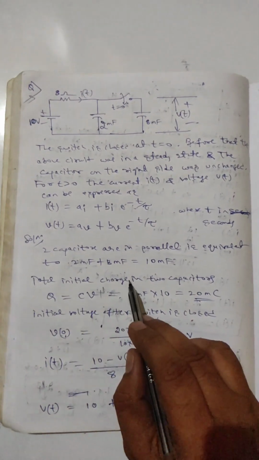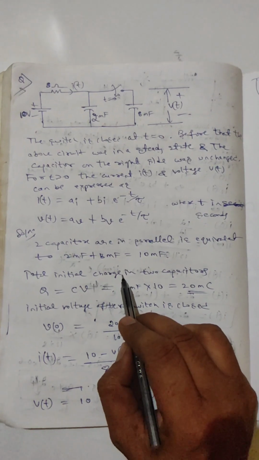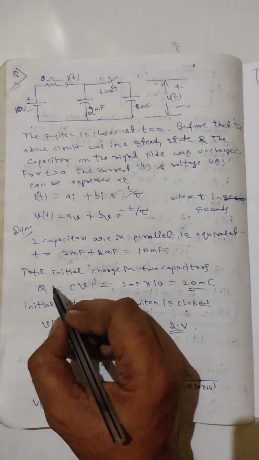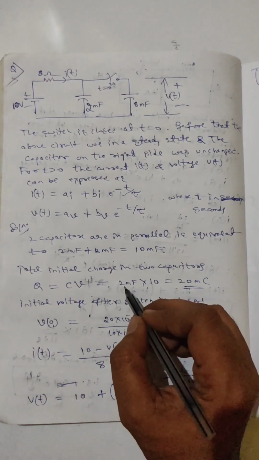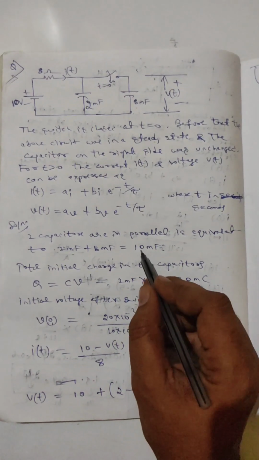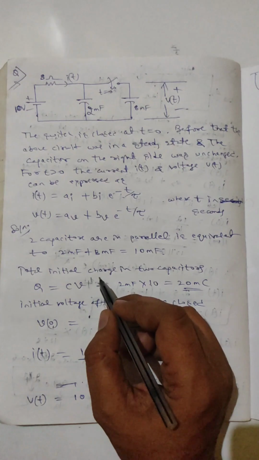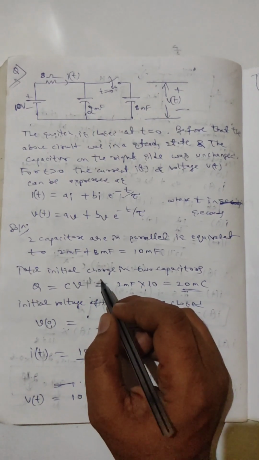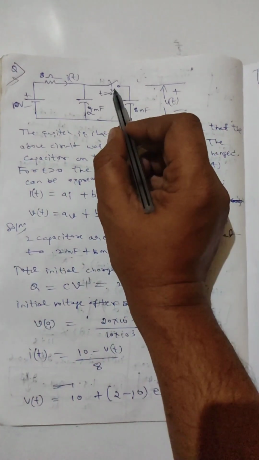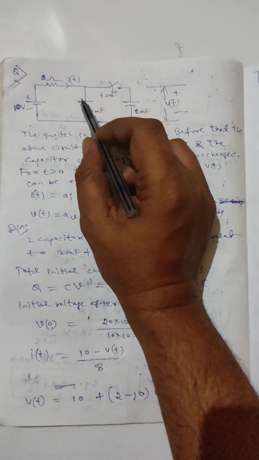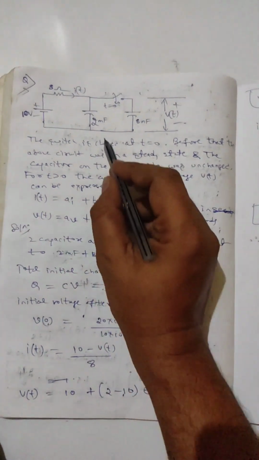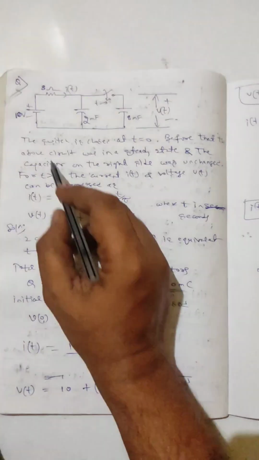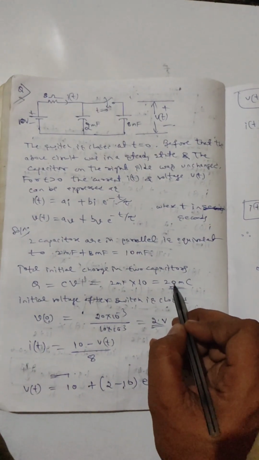But the total initial charge in the capacitor, we know that charge Q is equal to CV. What is C? 2 millifarad, don't take 10 millifarad. Initially the switch was open, so only this capacitor is going to be charged. That's why I am considering only 2 milli into what is the voltage? 10. I got 20 millicoulombs.